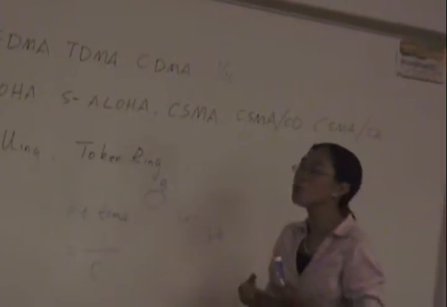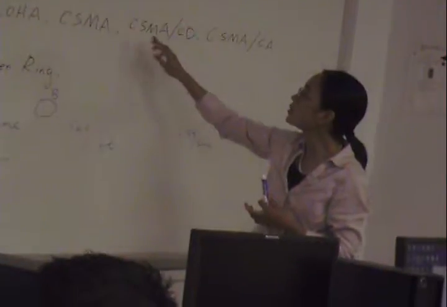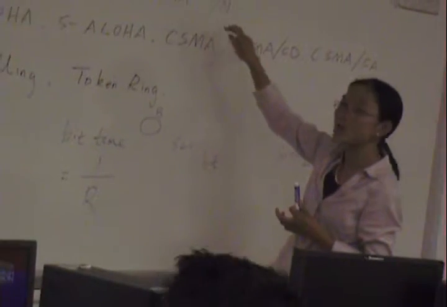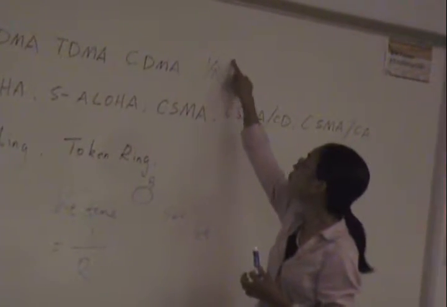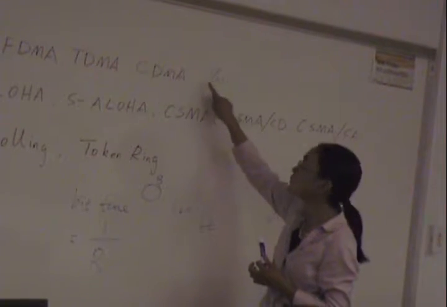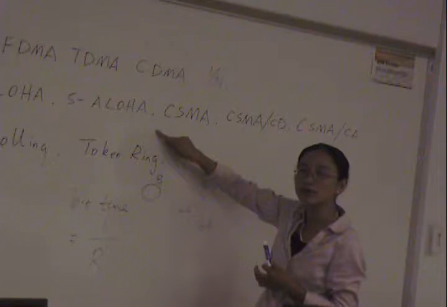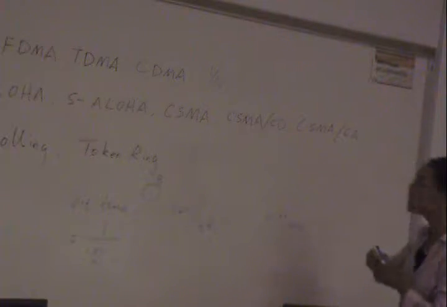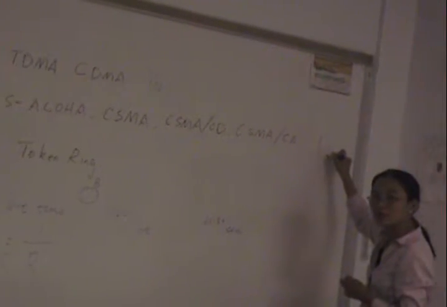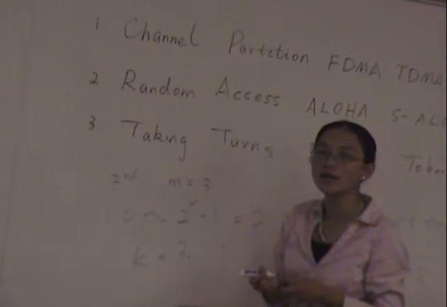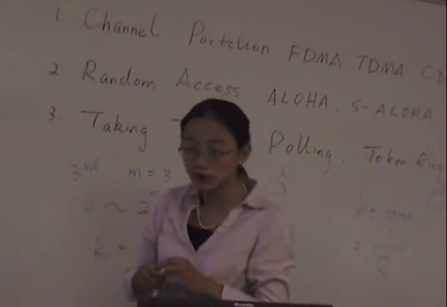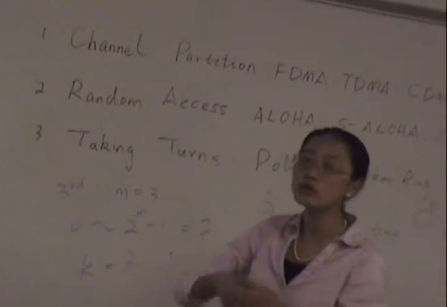For random access, it's reversed. It's quite efficient for low load. Suppose we have n users, but only one user is active. For channel partition, that one user can only use 1/n of the channel. But for random access, it can use the whole channel. However, for high load, random access is not efficient. Why? You will see lots of collisions, right? You need to retransmit again.